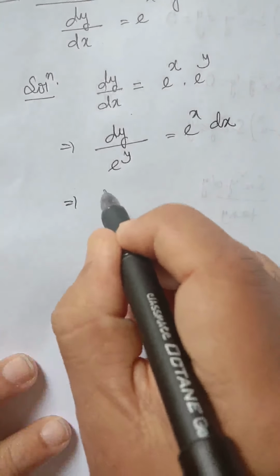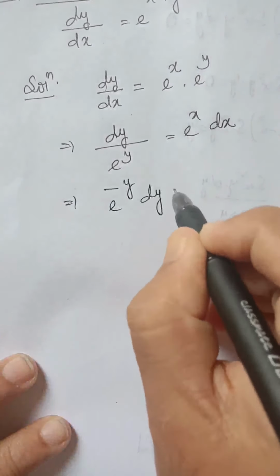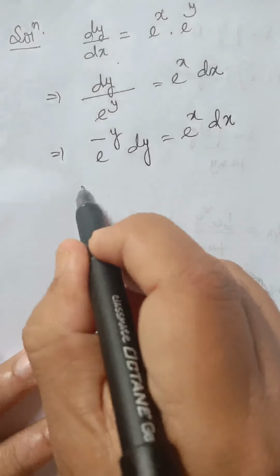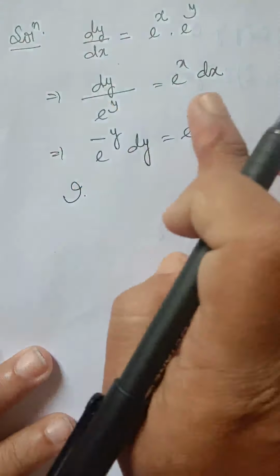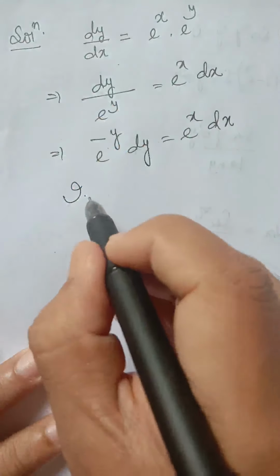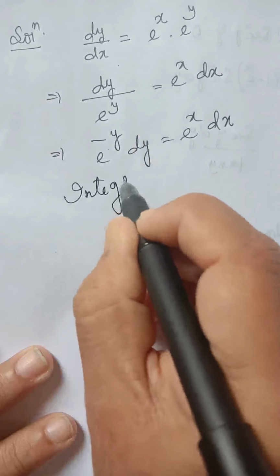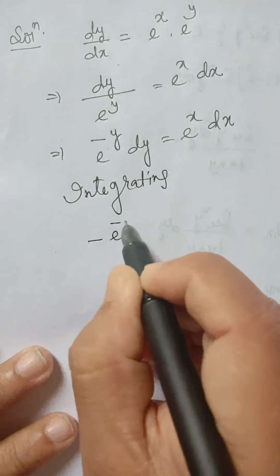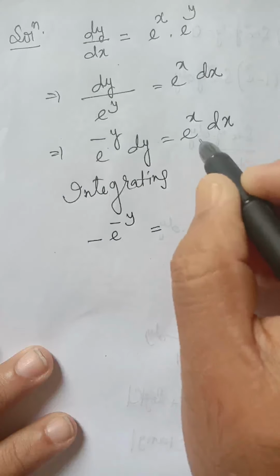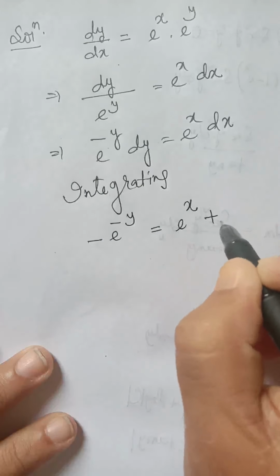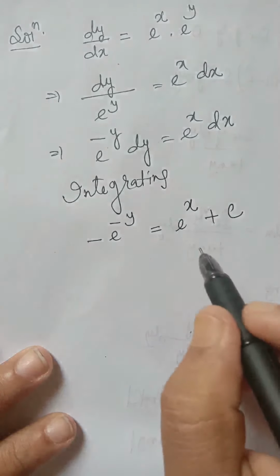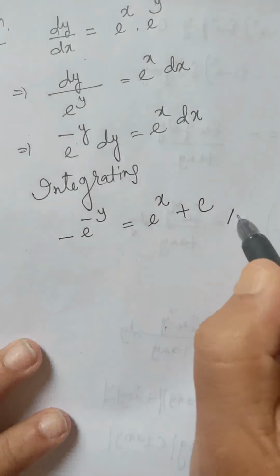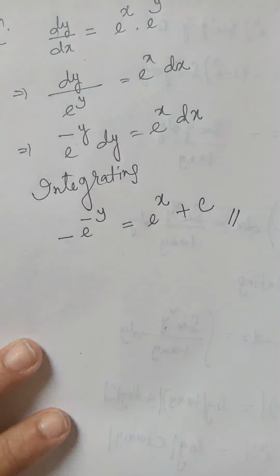So e to the power minus y dy is equal to e to the power x dx. Therefore, this is now of the form f(x) dx equal to g(y) dy. Now integrating, integration of this is minus e to the power minus y, equal to integration of this, which is e to the power x, and let me write plus c with this. So e to the power x, you can leave it here. This is the solution of the differential equation.